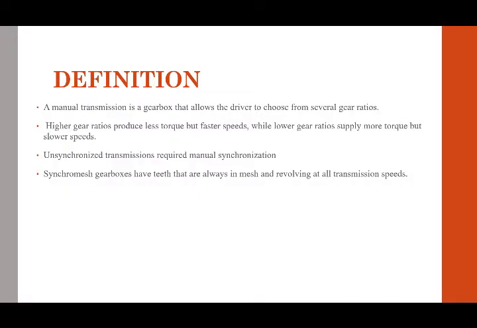Next, definition. A manual transmission is a gearbox that allows the driver to choose from several gear ratios. Higher gear ratios produce less torque but faster speed, while lower gear ratios supply more torque but slower speed.